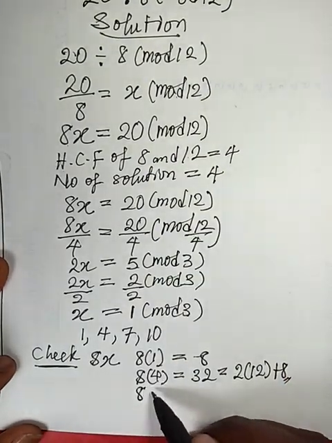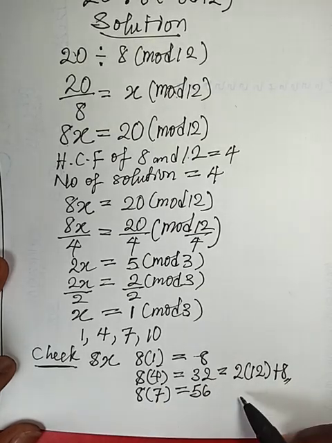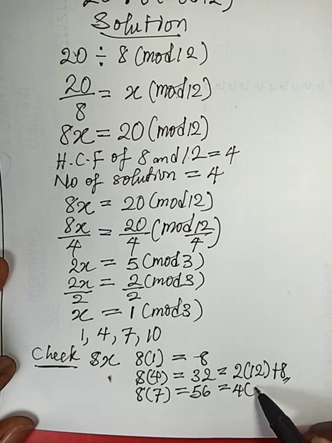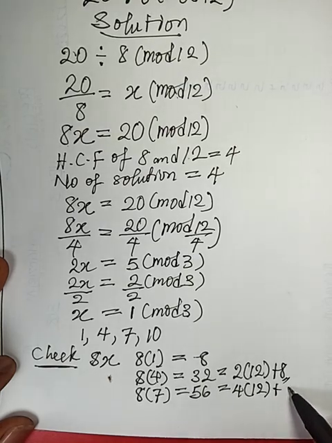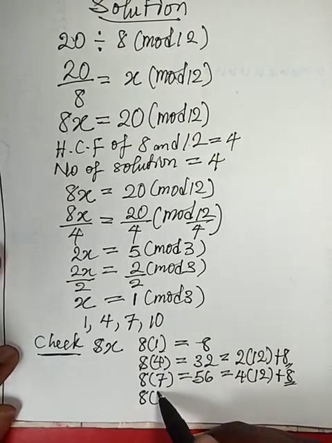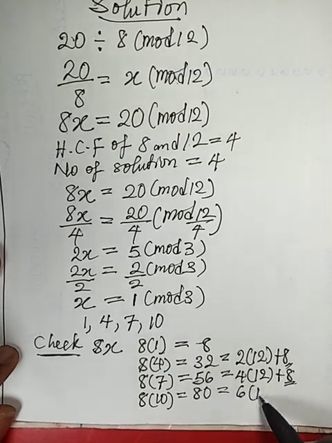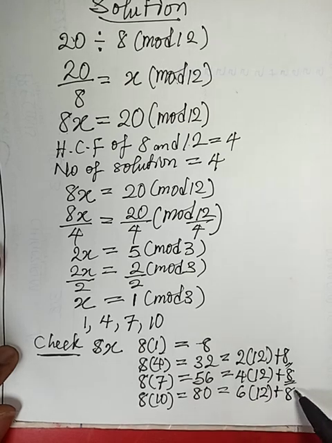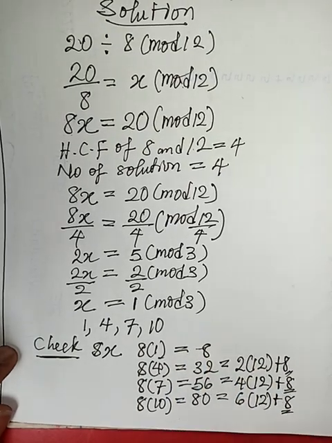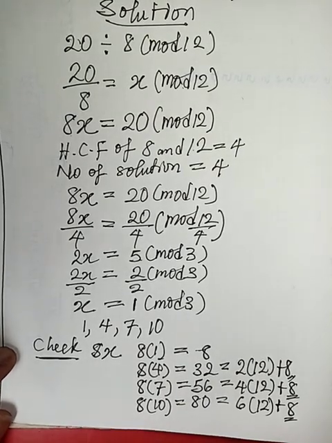What about 8 times 7? 8 times 7 is 56, and this is the same as 4 times 12, that's 48, plus 8, same remainder. Okay, what about our last answer? 8 times 10, this is 80. This is the same as 6 times 12, that's 72, plus 8. So notice that in each case the remainder is 8. So we've succeeded in proving and also showing the number of solutions we have.